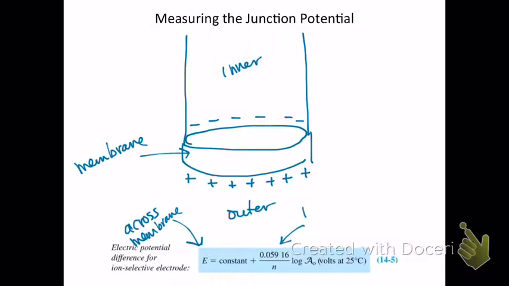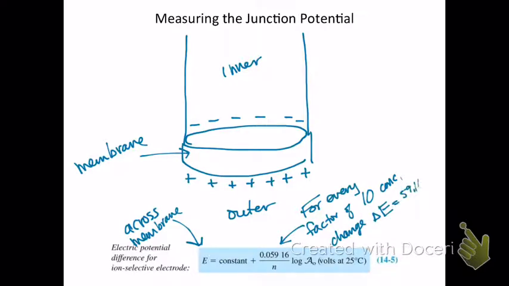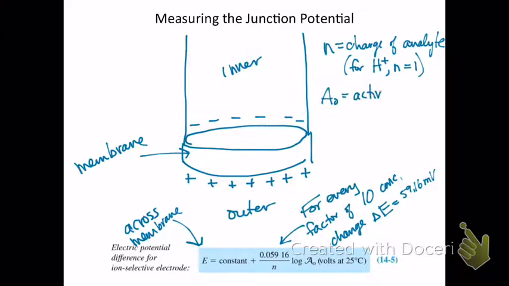It's equal to a constant plus 0.05916 over n times the log of A. If you think about it, this equation is very similar to another equation we've used, that being the Nernst equation. And so the equation helps us understand this because we can see that for every factor of 10 in concentration change, the change in the total potential is equal to 59.16 millivolts. We know that n is equal to the charge of the analyte. So for instance, for a proton, if we were measuring that, n would be equal to 1. And A is equal to the activity of the unknown solution.